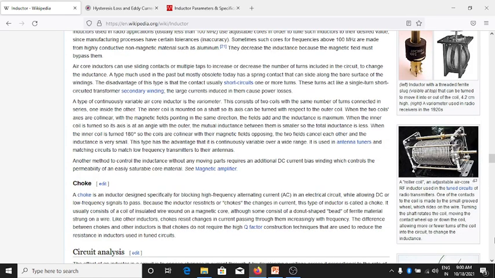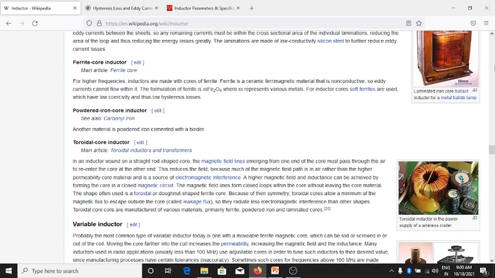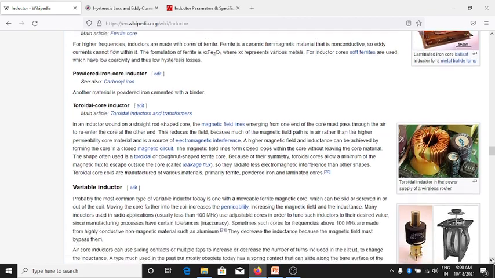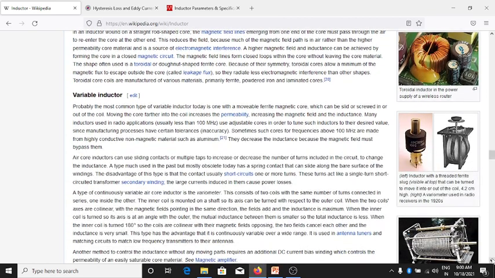Now next is variable inductor. Suddenly I moved towards the hysteresis loss and eddy current loss because while explaining, there are two words, hysteresis and eddy loss, which you may not know. That's why I first explained that, and now I am moving towards the variable inductor also.